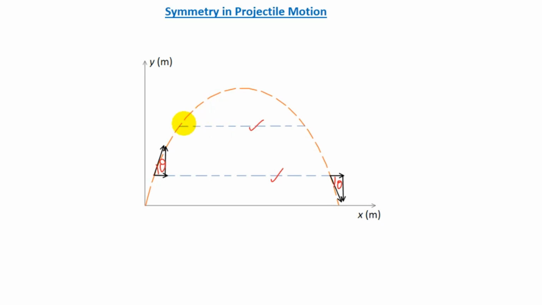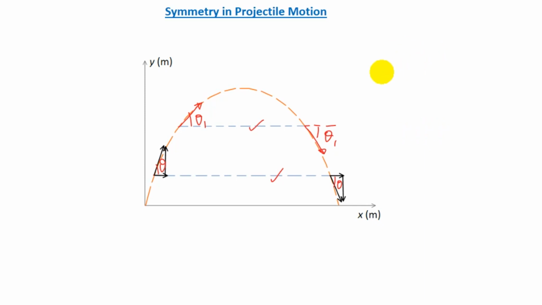At the same height, the velocity vector would look something like that, and here the velocity vector would look something like that. The length of the velocity vector is same, but the direction is changed. Let this angle be theta 1, and here also this will be theta 1 but below horizontal. So this is the symmetry.